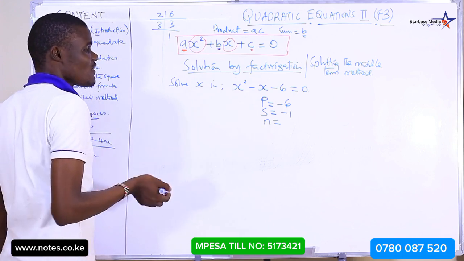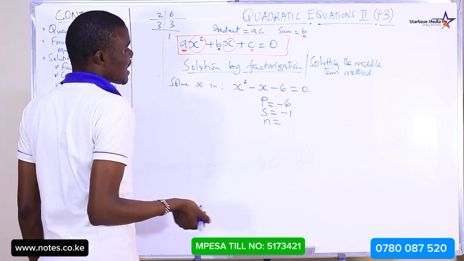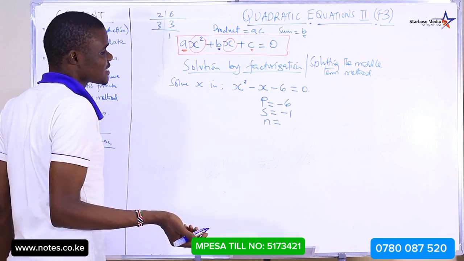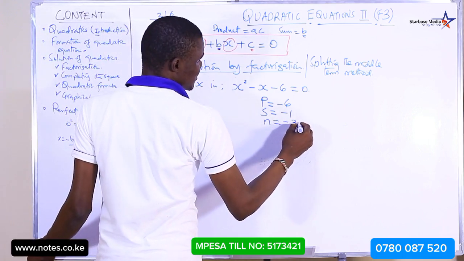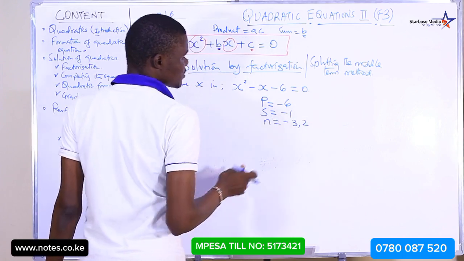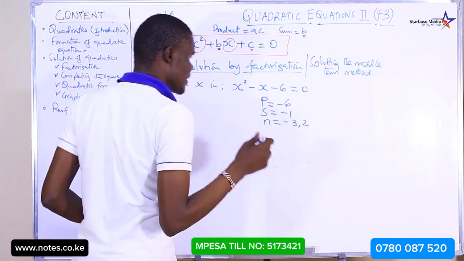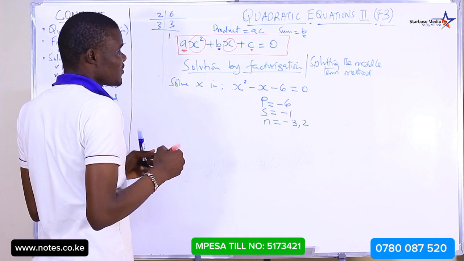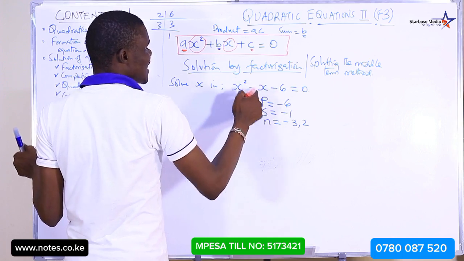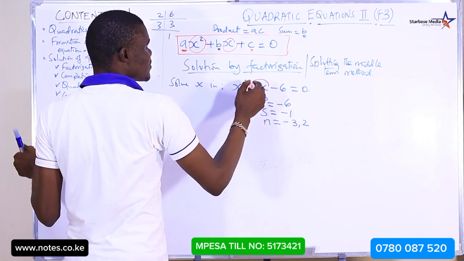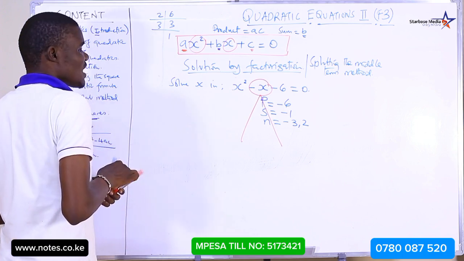But you also ask yourself, how do I arrange them so that when I add them, I get -1, and when I multiply them, I get -6. So that is why you have the calculator. If you arrange them well, you're going to have -3 and 2. Because if I multiply this, I'll get -6. And if I add them, I'll get -1. And why we call this the splitting the middle term method is because instead of writing -x, we are going to insert these two values. As in, we are splitting this middle term. That is what we are doing, so that we get factors.